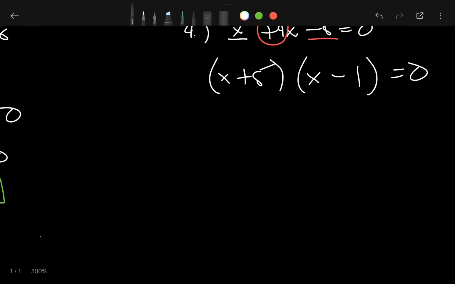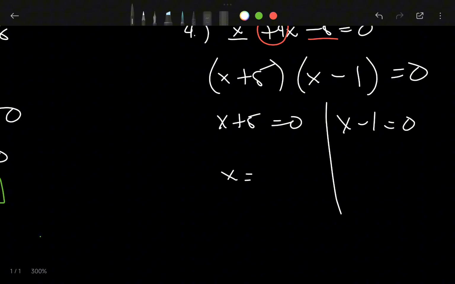That's it. The next step that you need to do is to equate both factors to 0. Apply the zero product property. So x plus 5 is equal to 0, and x minus 1 is equal to 0. Therefore, x is equal to negative 5, then you have x is equal to 1. That will become your final answer.